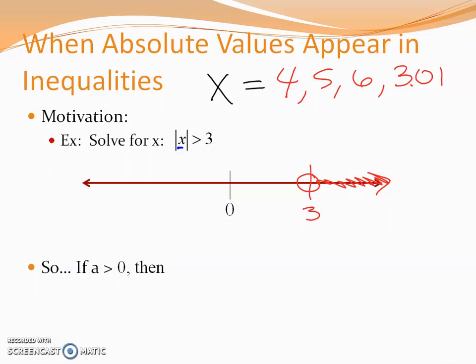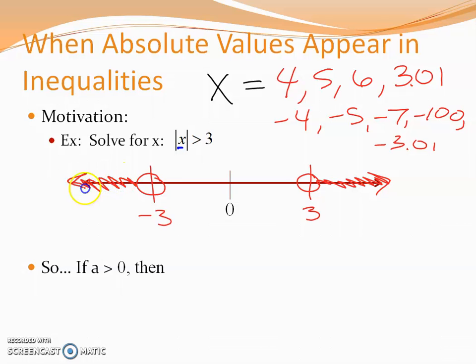Okay? What about if we looked at negative 4? No way. Negatives aren't bigger than 3. Except if I'm dealing with an absolute value, because the absolute value of negative 4 is 4. And 4 is greater than 3. So that means we've got some other numbers we could have included as well. We could have included negative 4, negative 5, negative 7, negative 100, and of course, negative 3.01 as well. Okay? So we could also be looking at negative 3, and all the numbers that are smaller than negative 3 would also work because the absolute value is going to be getting rid of that negative.